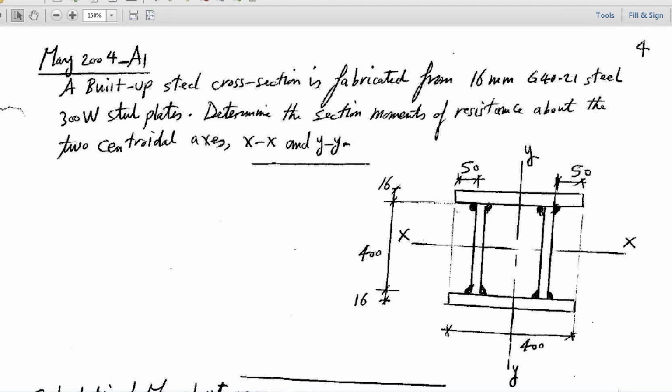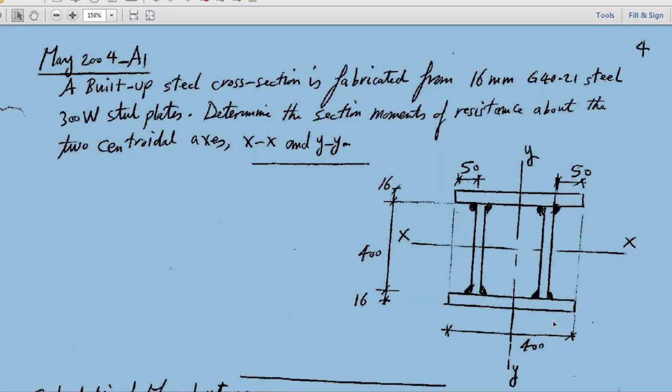Because if it is class 2, the resisting moment will be phi M sub p. If it is class 3, it will be phi M y, and so on. So we need to know the classification of the section first. So we have to identify the direction of the moment. Here I will assume that the moment along the x-axis will compress the top part and elongate the bottom part.